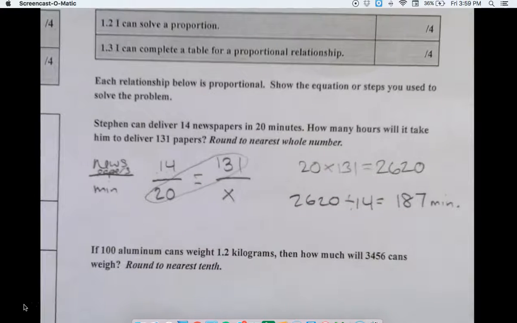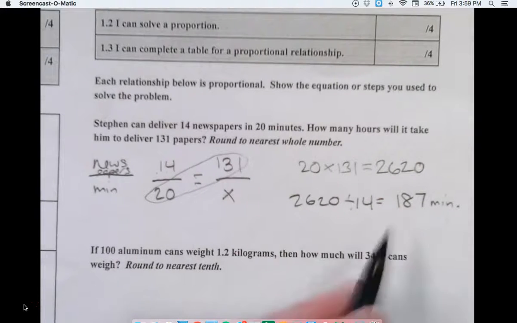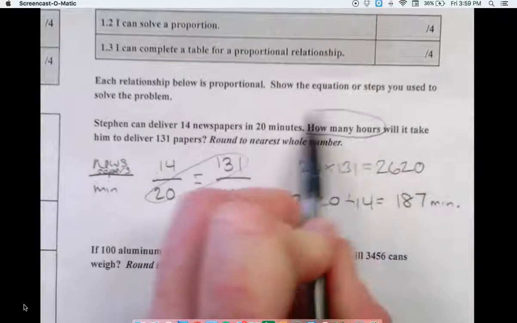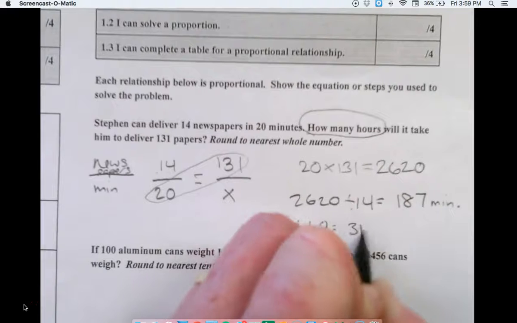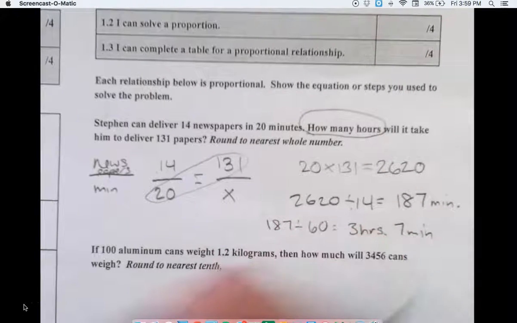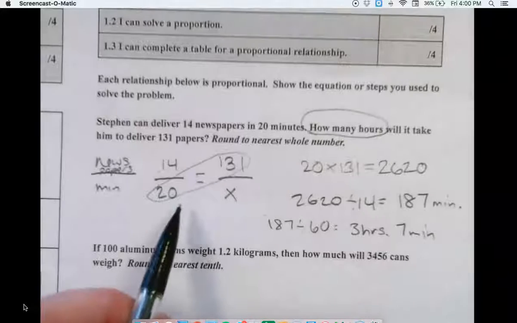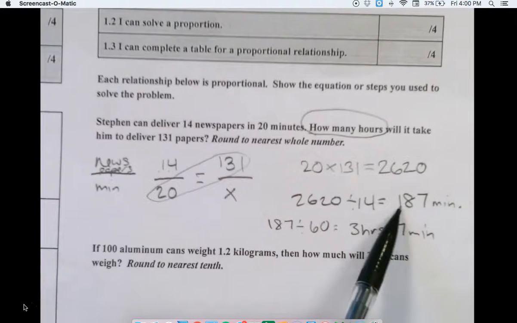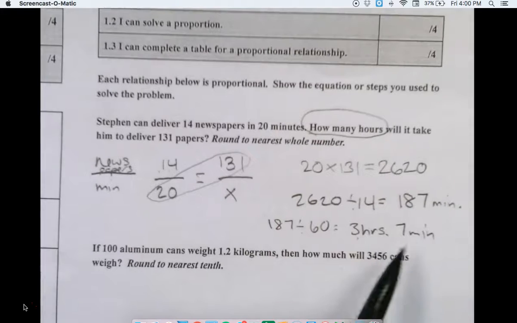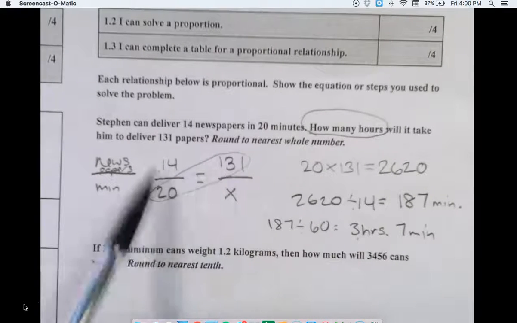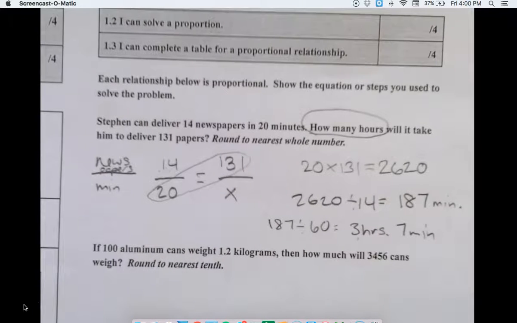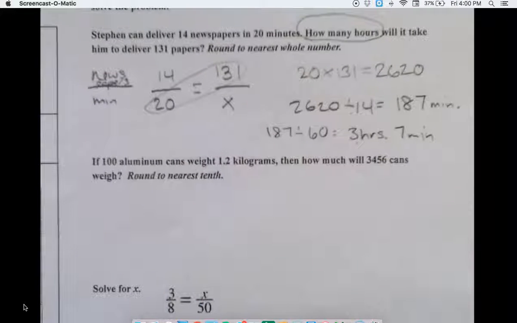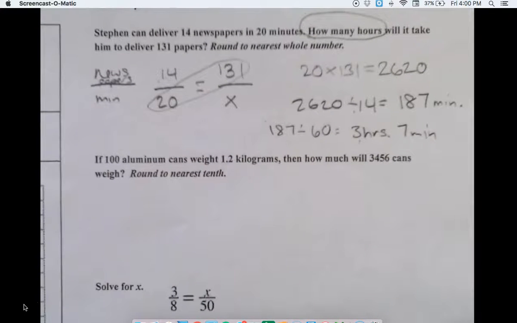Honestly, I would have accepted 187 minutes. I actually said how many hours. So we need to take 187 and divide that by 60, and you get 3 hours and 7 minutes. I'm really looking for if you can solve a proportion or not, so I would have accepted 187 minutes, I would have accepted 3 hours, I would have accepted 3 hours and 7 minutes. I just want to make sure that we understand that you multiply these guys and you divide by the number that's left over.